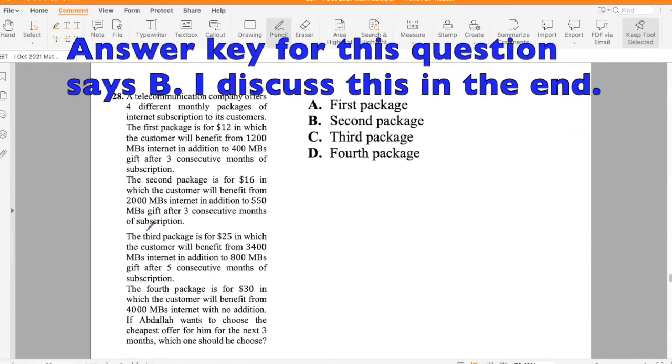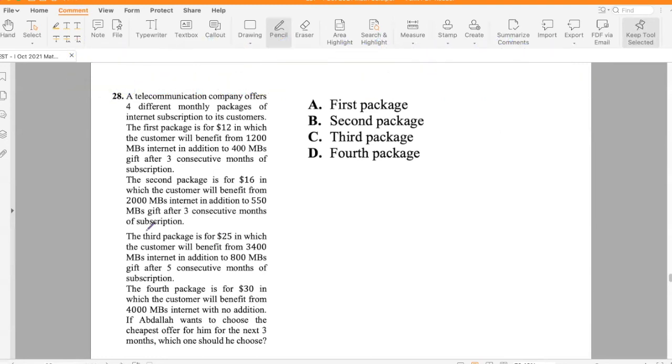A telecom company offers 4 different monthly packages of internet subscription to its customers. The first package is for $12, in which the customer will benefit from 1200 MBs internet, in addition to 400 MBs gift after 3 consecutive months of subscription. Okay, so first package is for $12. The customer will benefit from 1200 MBs and 400 MBs after 3 consecutive months. So plus 400 after 3 months.